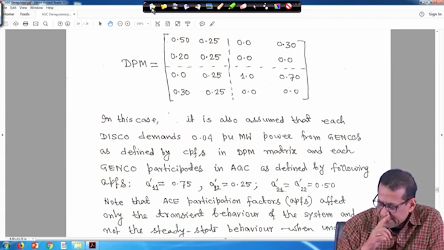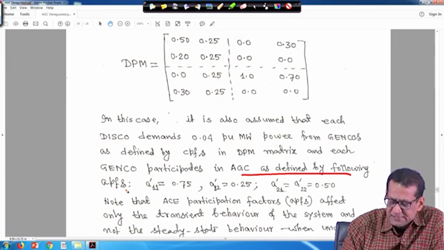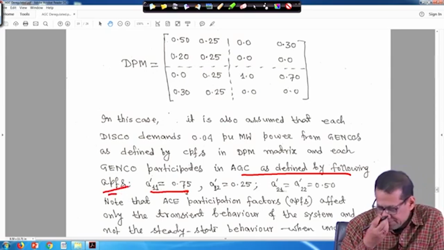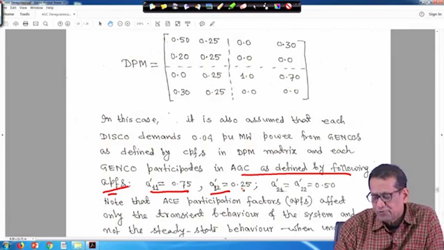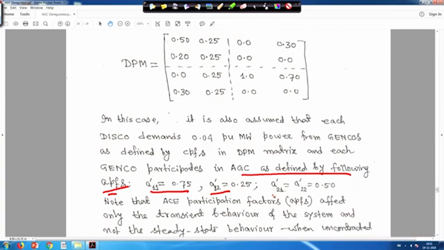The second thing is the AC participation factor, APF. A11 we have taken as 0.75 and A12 as 0.25. That means in area 1 these are the AC participation factors, and in area 2, A21 and A22 are taken as 0.5, not 0, because in this case we have taken 0.5.